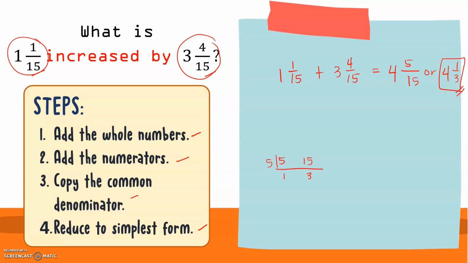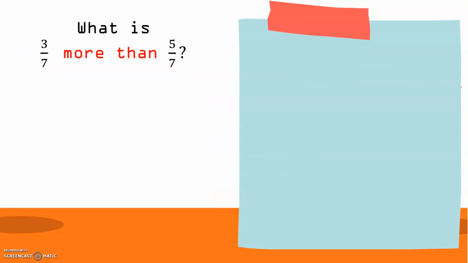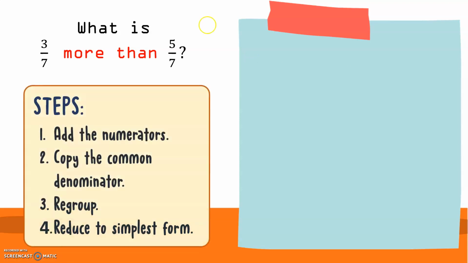Let's try some more examples. What is 3/7 more than 5/7? Again, these are the steps that we need to follow. We'll have 3/7 plus 5/7. 3 plus 5 is 8. Then we copy the common denominator, which is 7. This time, our answer is an improper fraction. Therefore, we need to regroup our answer. And when you say regroup, it means that we will change this improper fraction into a mixed fraction.